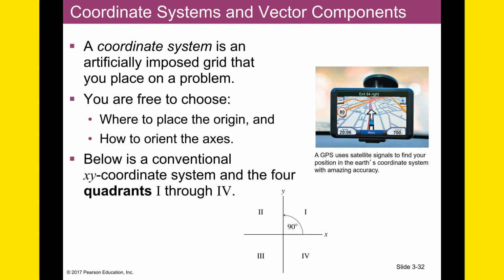Coordinate systems and vector components. A coordinate system is an artificially imposed grid that you place on a problem. You are free to choose where to place the origin and how to orient the axes. Below is a conventional XY coordinate system and the four quadrants 1 through 4.